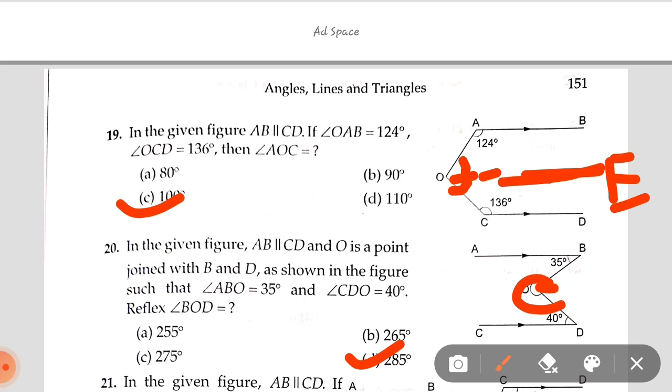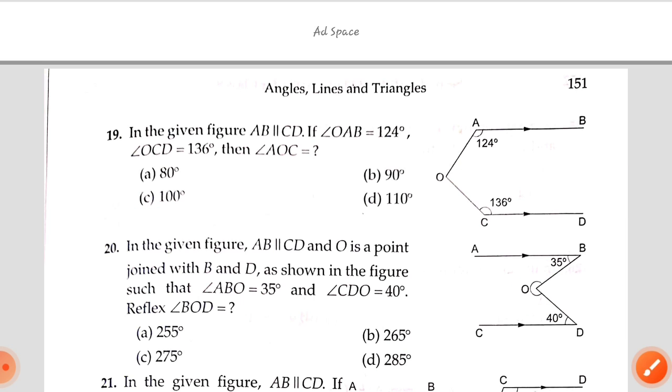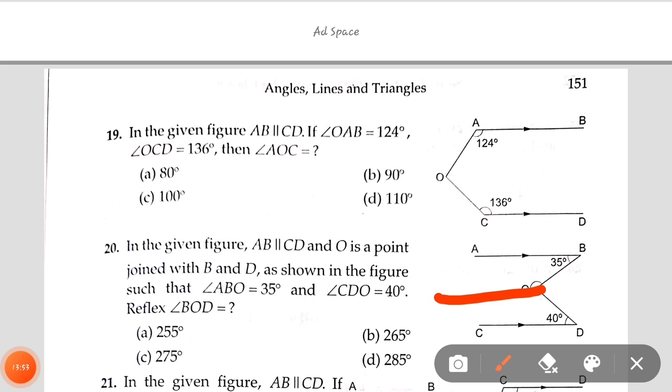Same rule: parallel line, take a parallel line to this. First of all find this angle, then this angle, co-interior angle. You can solve this. Answer is 285 degrees. So finally we have done 10 questions with proper description.